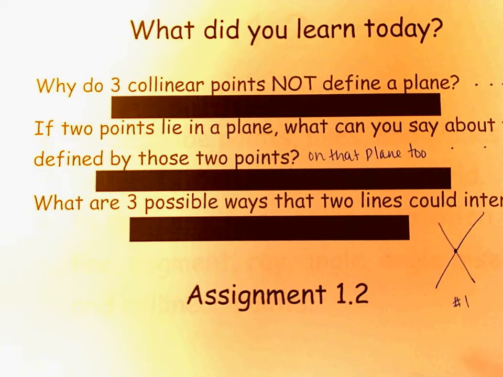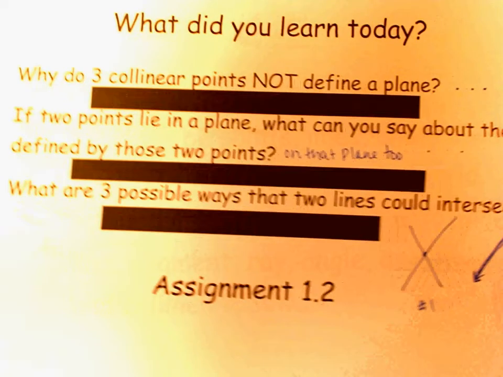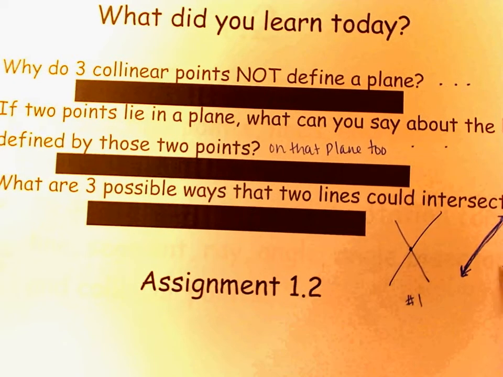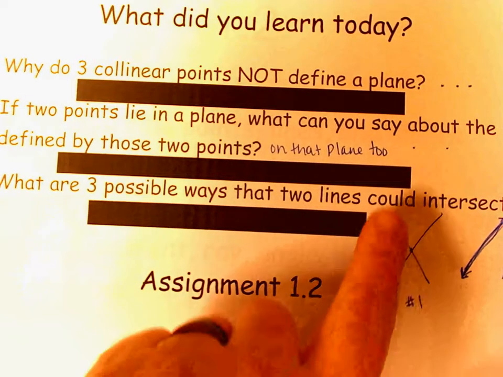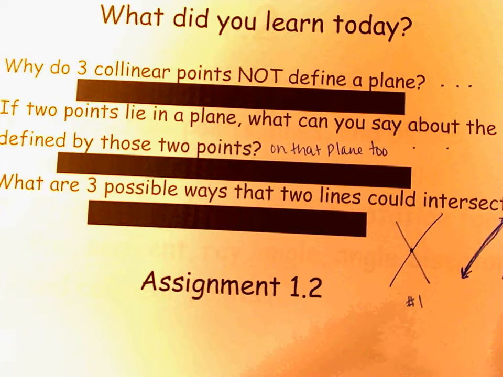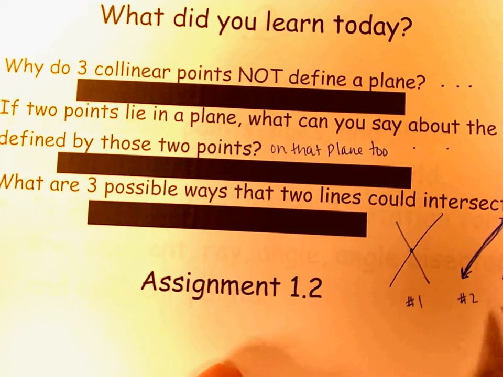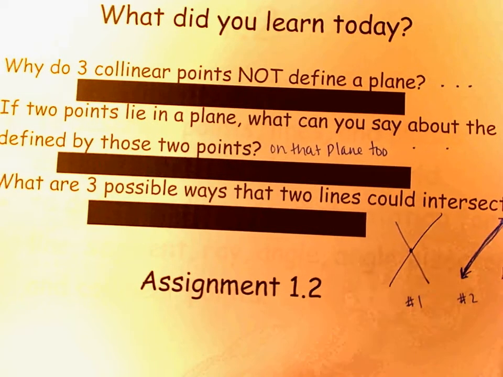The third thing that could happen is for them not to intersect, but that kind of goes against what it says. It says that they could intersect. But that's a third possibility, is that they wouldn't intersect at all. And remember what we call those lines? They're called parallel lines if they're in the same plane.